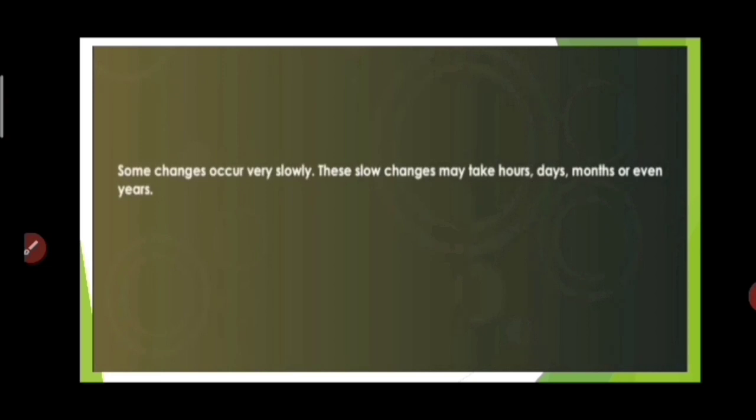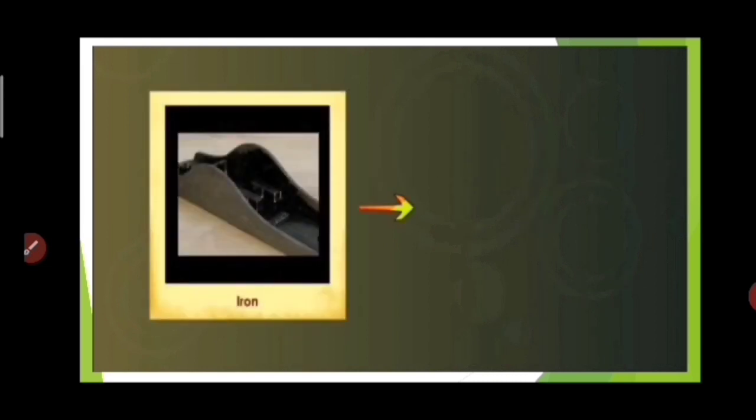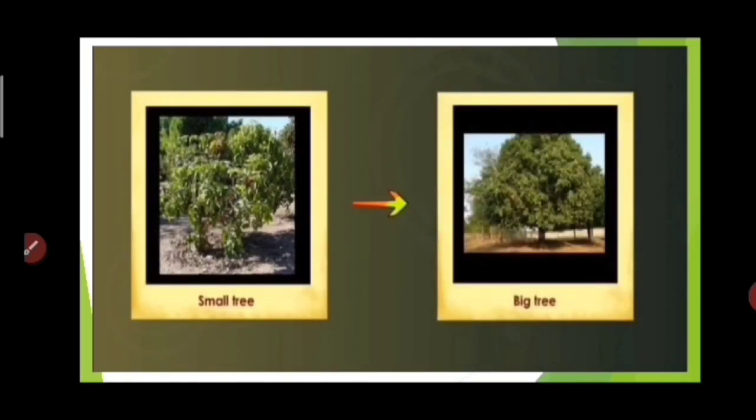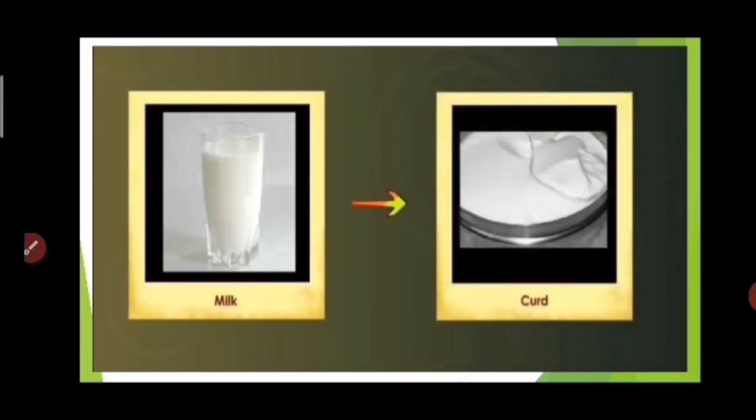The next change that we are going to discuss is slow and fast changes. Some changes occur very slowly. These slow changes may take hours, days, months, or even years. For example, rusting of iron in moist air, growing of a mango tree from its seedling, ripening of fruits on plants, changing of milk into curd are a few examples of slow change.